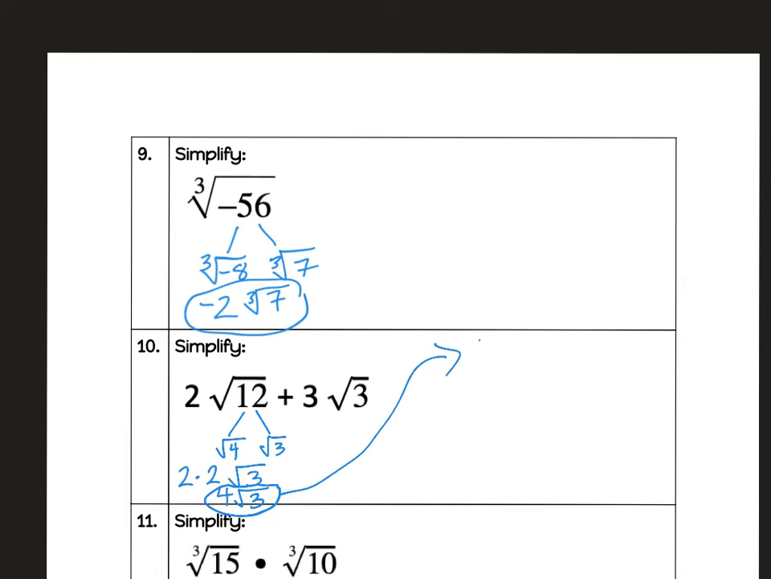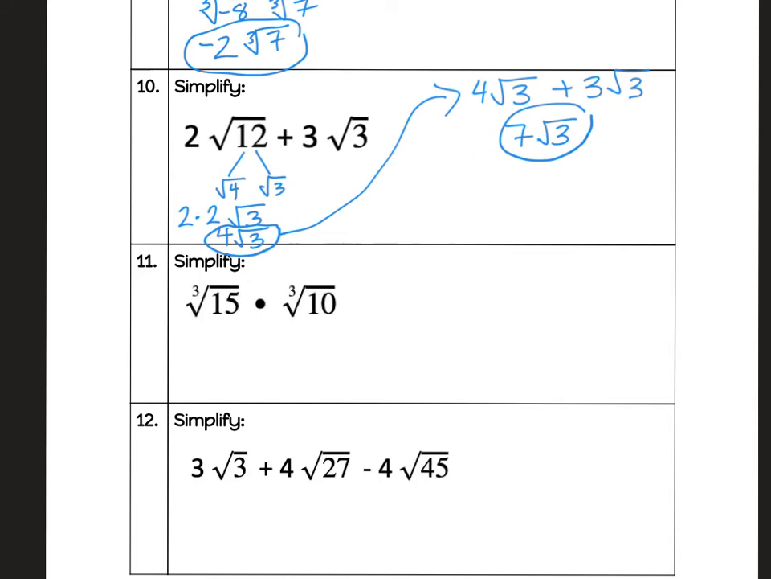So let's rewrite this as 4 square root of 3 plus 3 square root of 3. All right, we're going to add the coefficients. 4 plus 3 is 7. And then we're just going to write the square root of 3. And there we go.